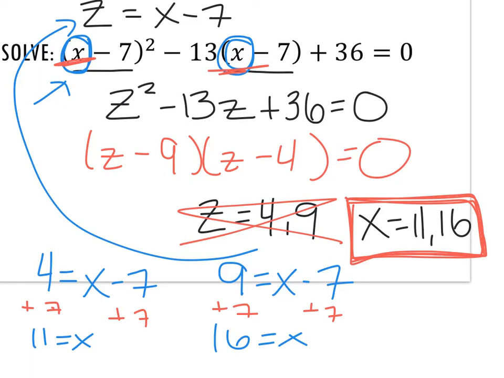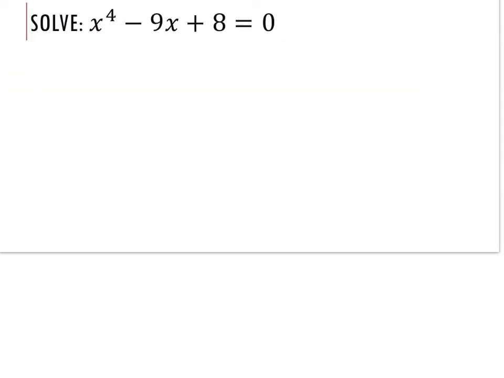Let's try the next one. Alright, so there's a small typo. That should be x to the 4th minus 9x squared plus 8 equals 0. So there's actually 2 ways to solve this, and I'm going to show you both ways since we have time. Maybe. Yes, I'm going to show you both ways.